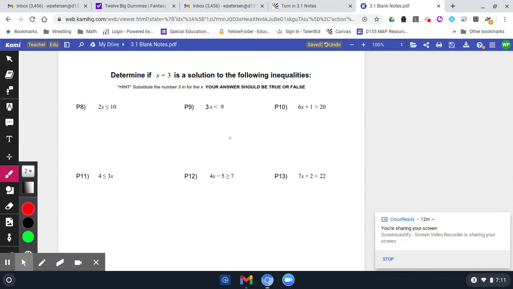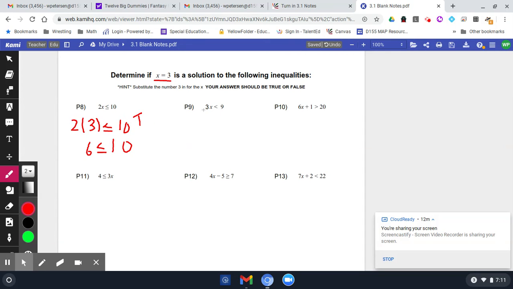The last part you guys have is whether something is a solution that makes it true. So all we're going to do is take this 3 and plug it into the equation. So I'm going to take 2 times 3. Well, is 2 times 3 less than or equal to 10? Well, 2 times 3 is 6. Is 6 less than or equal to 10? Yes, that is a true statement, so I need to mark true. That's called substitution. We've done that with equalities before.